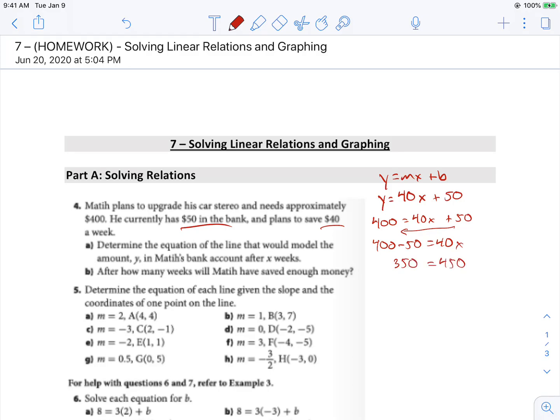Oh boy. Let's back that up. 350 equals 40x, divide both sides by 40, and you're going to get an x of 8.75.